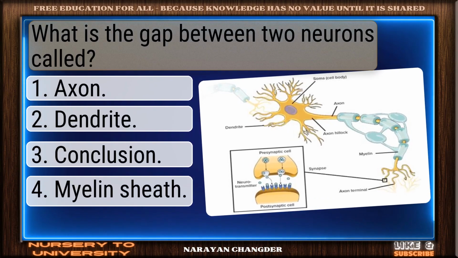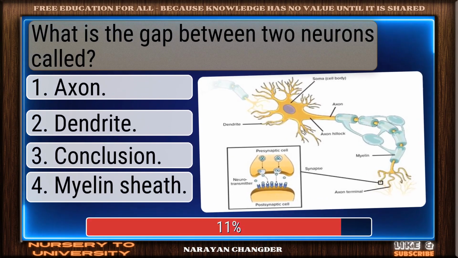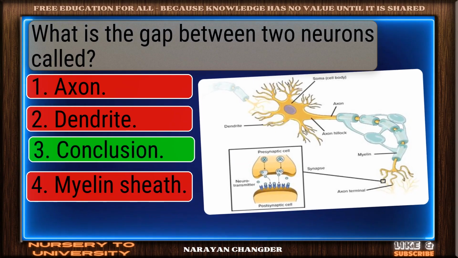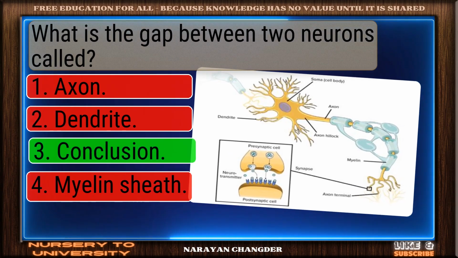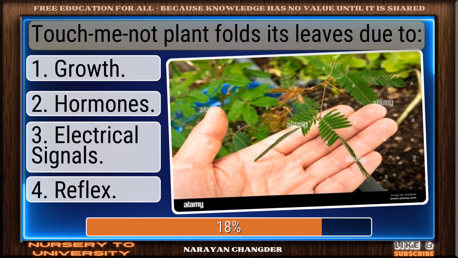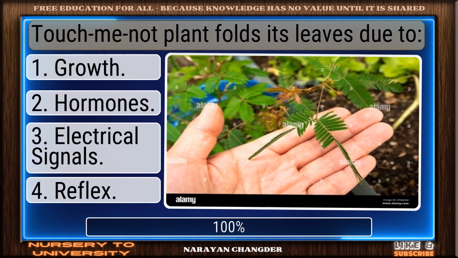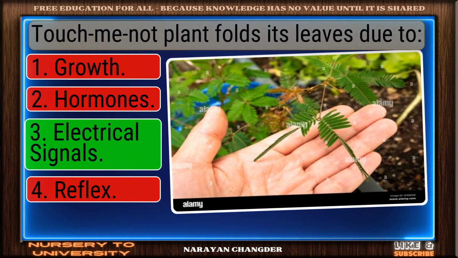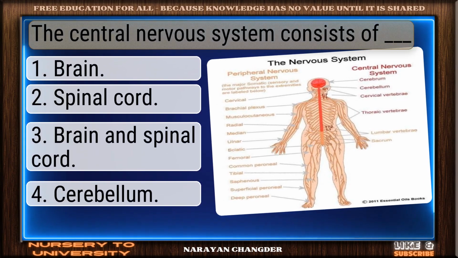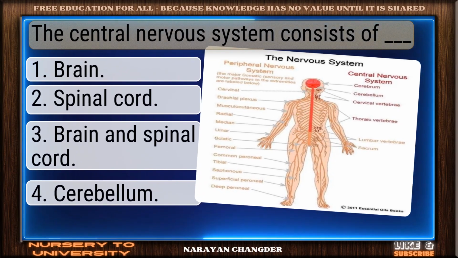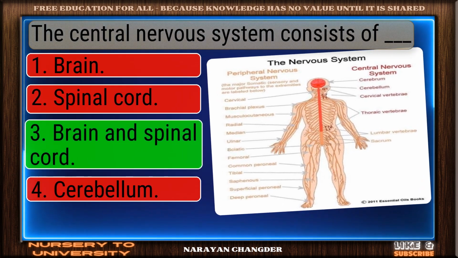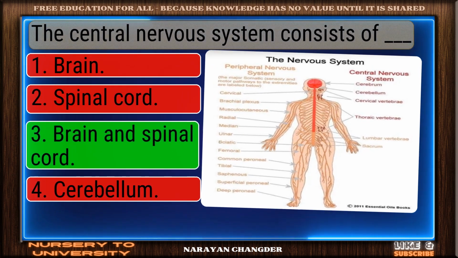What is the gap between two neurons called? Clear logic. Synapse is sound. Touch-me-not plant folds its leaves due to. Right choice. Electrical signals is best. The central nervous system consists of dash. Exactly. Brain and spinal cord make sense.